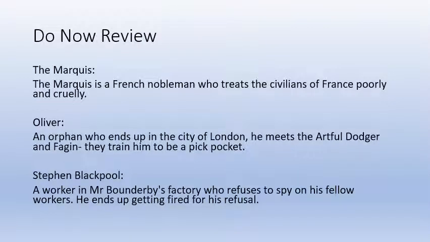The Marquis is a French nobleman who treats the civilians of France poorly and cruelly. Oliver is an orphan who ends up in the city of London. He meets the Artful Dodger and Fagin. They train him to be a pickpocket. And Stephen Blackpool was a worker in Bounderby's factory who refuses to spy on his fellow workers. He ends up getting fired for his refusal.